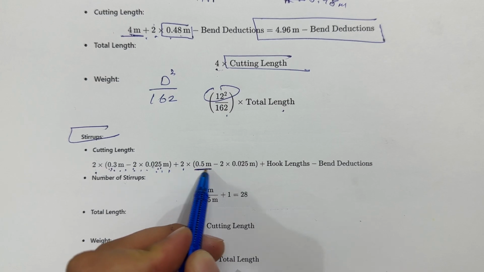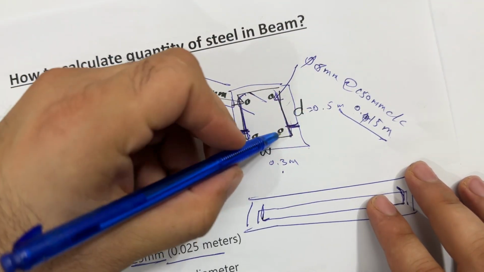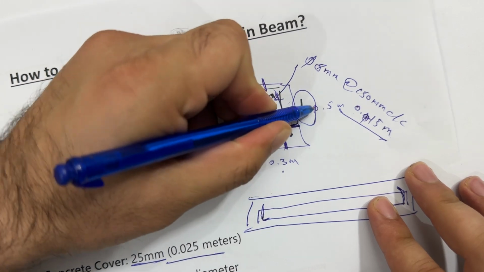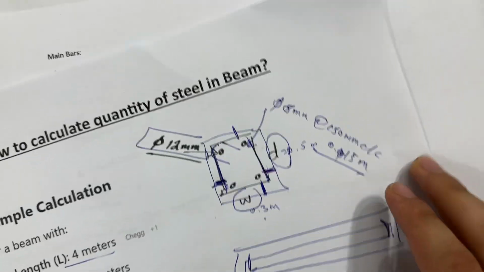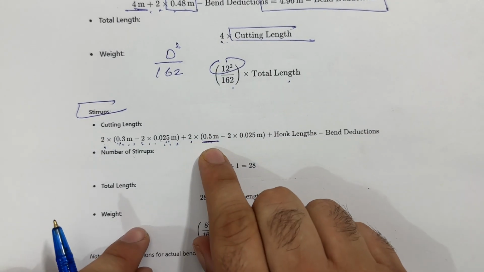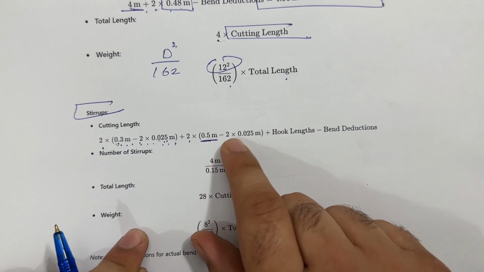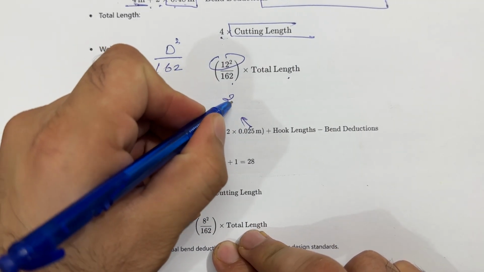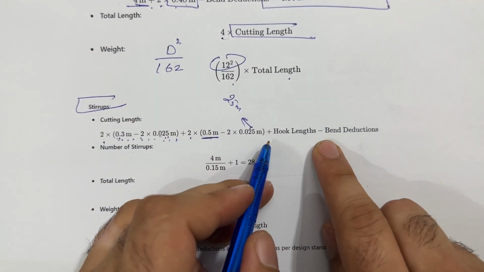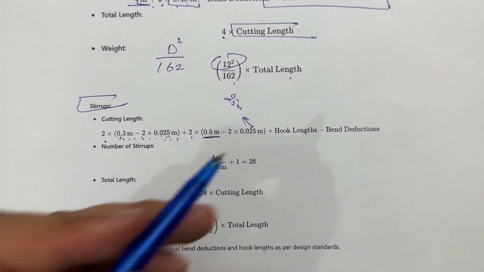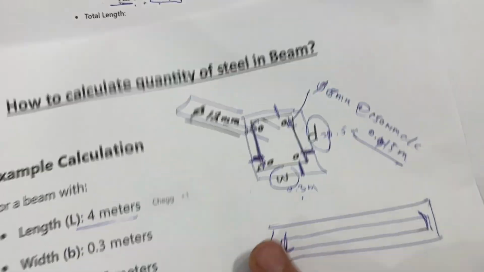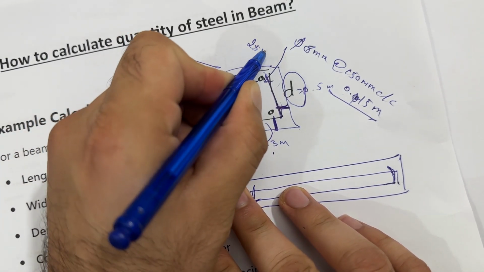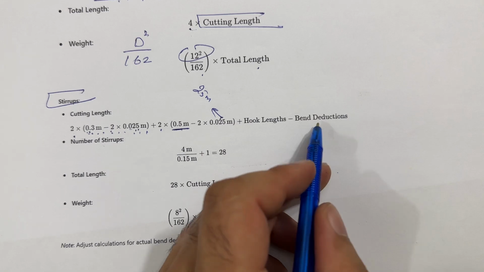Plus, multiply 0.5. Now we have the other one, so subtract the concrete cover here too, because now we are talking about the depth. Before this we were talking about the width. So plus 0.5 minus 2 concrete cover, which is 0.025, or 25 millimeter. Then plus hooks minus bend deduction. What is a hook? You can see these are hooks. It should not be less than 3 inches or 25 millimeter. Then minus the bend deduction.